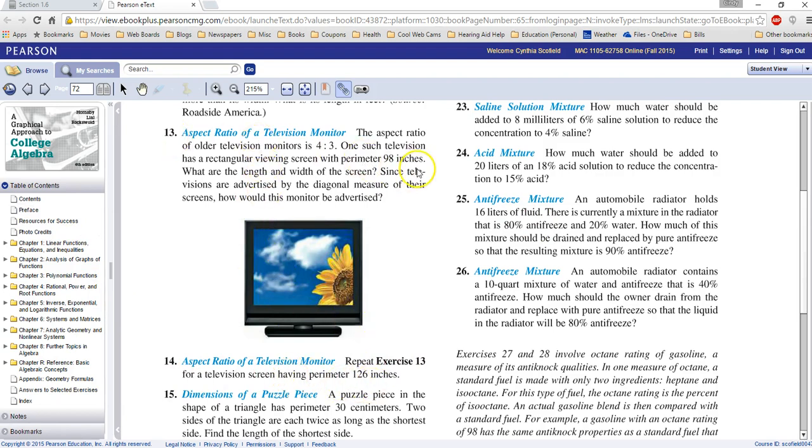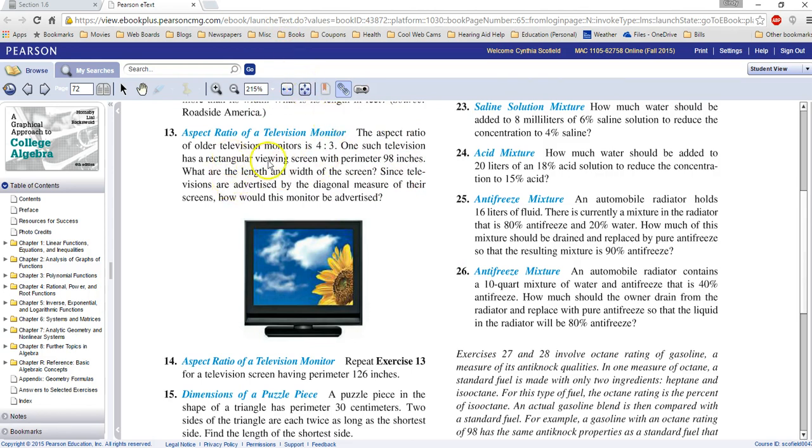All right, so number 13, the aspect ratio of older television monitors is 4:3. One such television has a rectangular viewing screen with perimeter, they say use 126 inches. So we're doing the same problem, but a different perimeter. What are the length and width of the screen? Since televisions are advertised by the diagonal measure of their screens, how would this monitor be advertised?